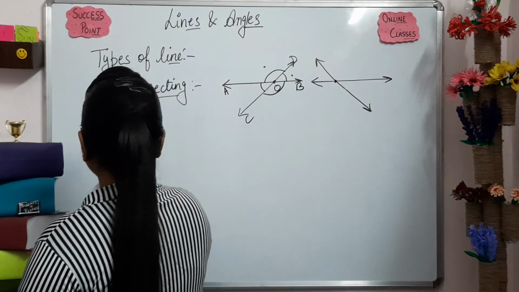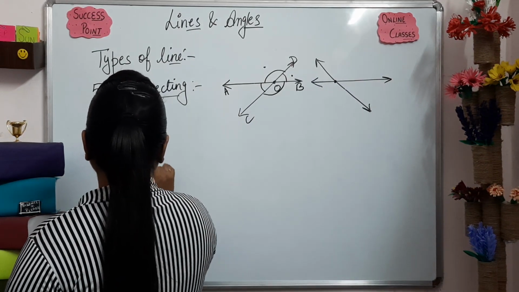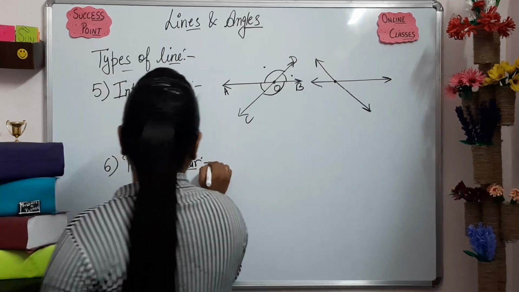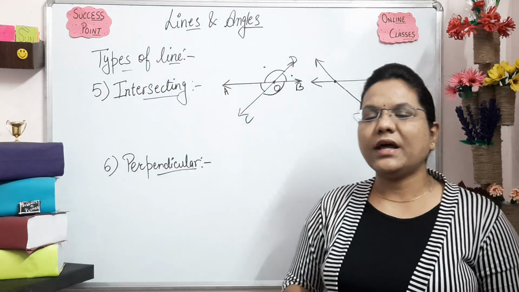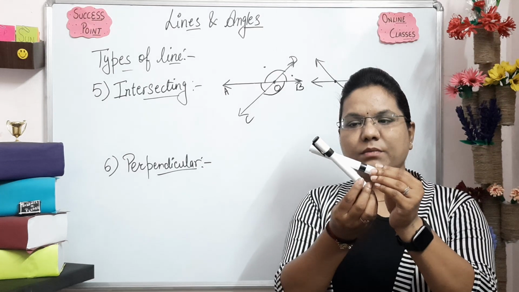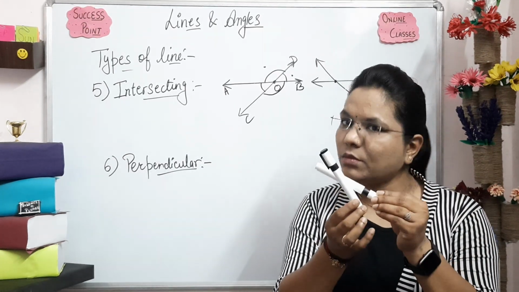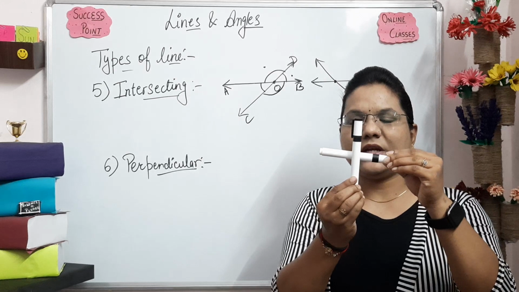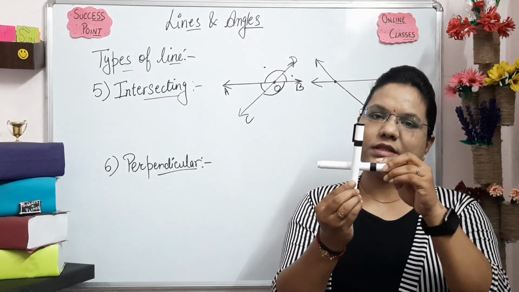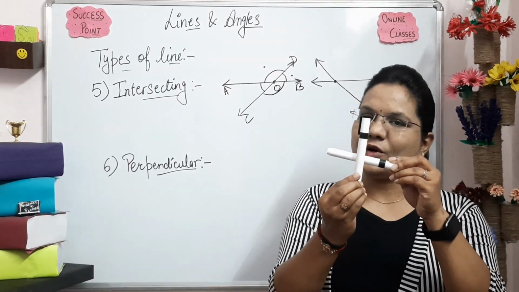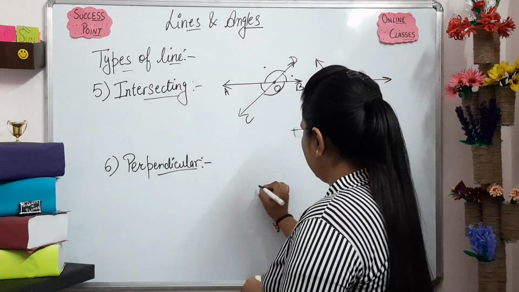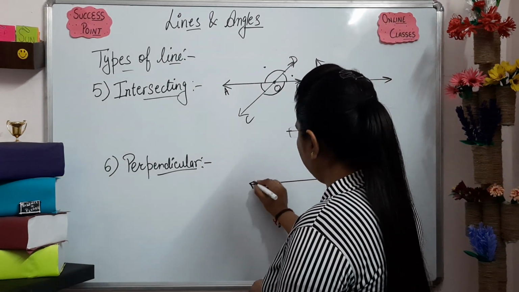Moving to the next type, we have perpendicular lines. So how to draw perpendicular lines? Like intersecting lines, it can be in this form, or in this form, but they meet at a common point. But in perpendicular lines they form a plus sign between them. Obviously these two lines will intersect at a common point, but they form a plus sign between them. So let's draw a perpendicular line.